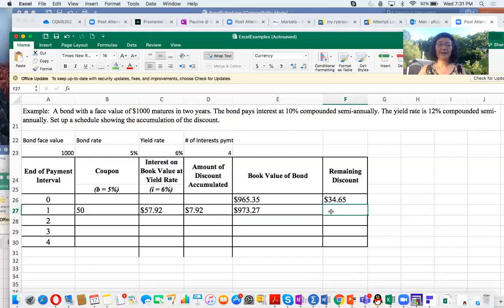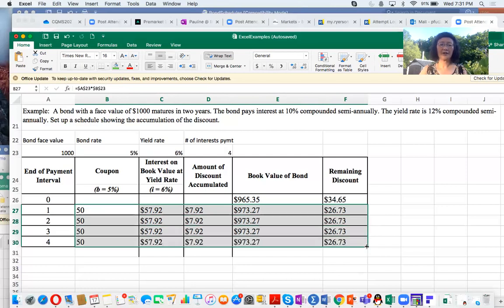So next is the remaining discount. It is the difference between face value and the book value. So again, modify the formula so that you can copy down the formula. So this is the formula here. Now everything is set up, you just need to highlight the row and then copy down the formula. Perfect. See, the discount reduced to 0. The book value of the bond returned to 1,000.